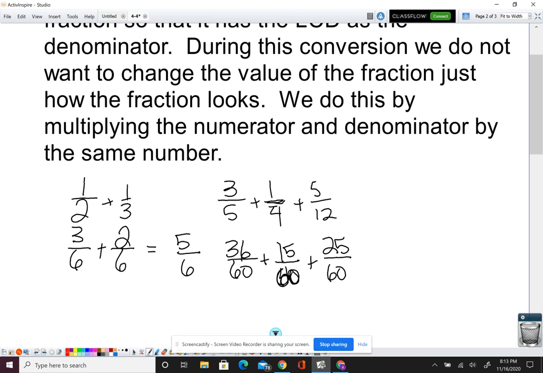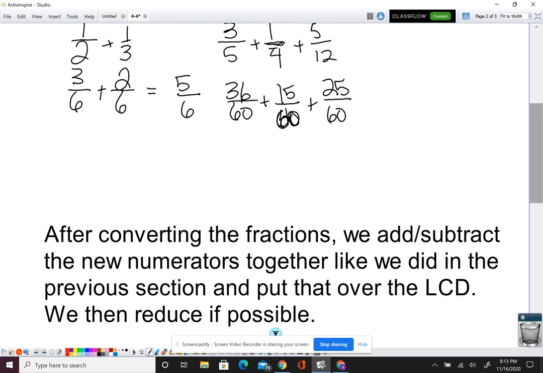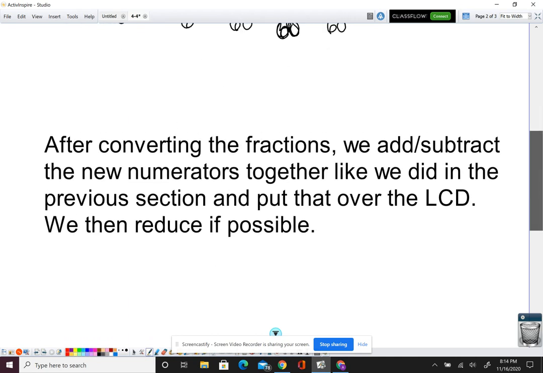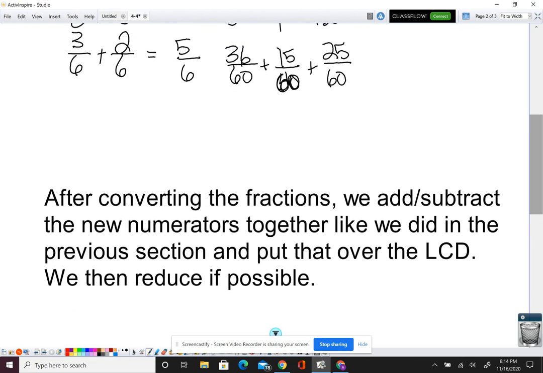Now that they have the same denominator, we can go ahead and add the numerators. Actually, I'm going to come down here. Okay, so we converted the fractions. Now we add or subtract the numerators, like we did in the previous section, and put that over the LCD. So we come up here, what is 36 plus 15 plus 25? Well, I know 25 and 15 is 40. 40 plus 36 is 76.